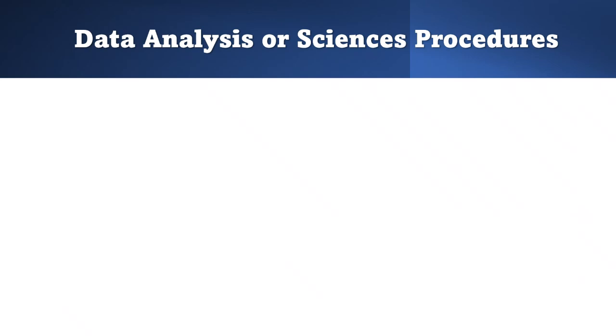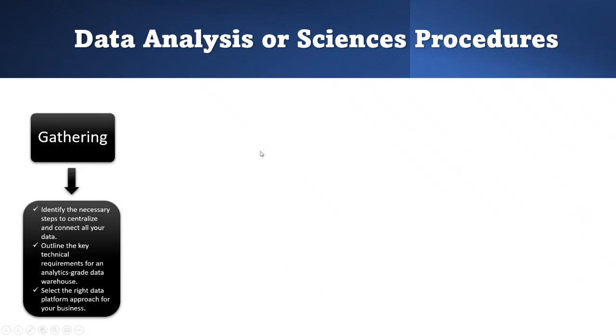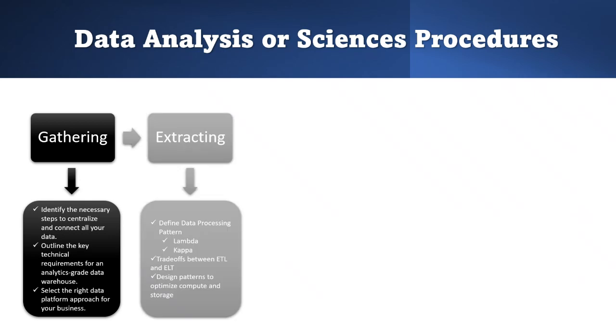Whenever you are seeing any data analysis or science procedure, these are the elements I'm going to touch on with you. Number 1, you first have to gather information. What I mean within that procedure is to collect information. When you're collecting information, you need to identify and connect all your data. Once this is done, you will need to outline the key technical requirements to achieve your goal. And then once this is done, that's when you think of selecting the right processes. The second step is we have to extract that data.